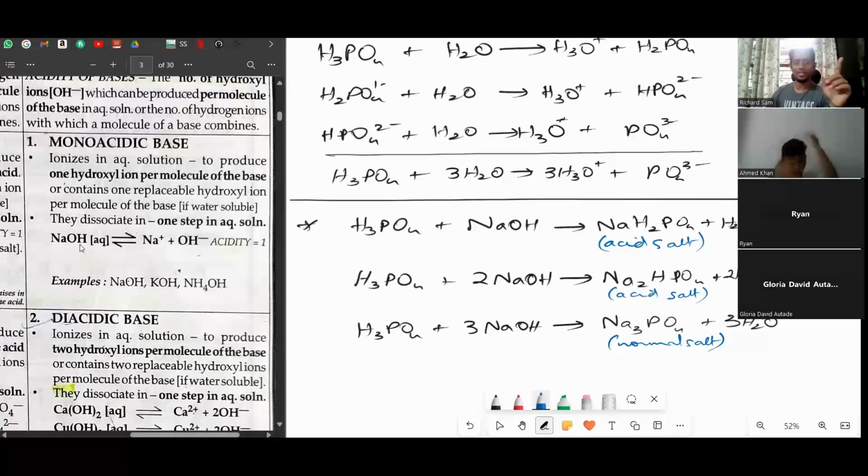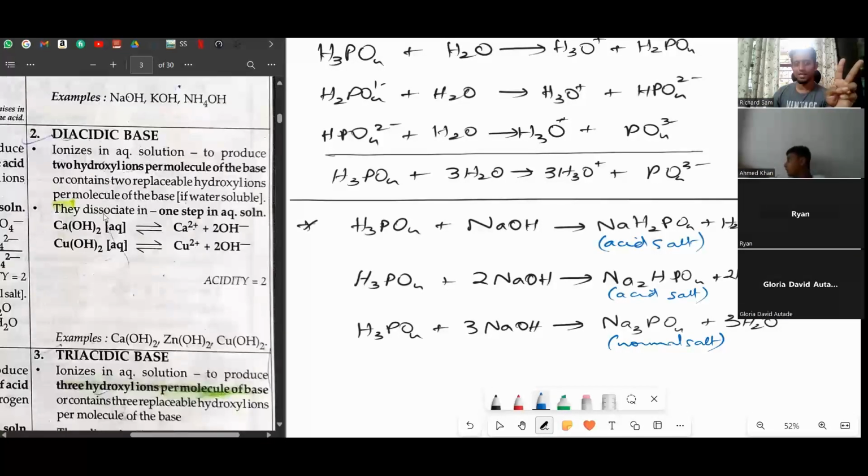Okay, so I'm not writing this, but look here. The first monoacidic base you have is the simplest one, that is sodium hydroxide. When it dissociates, it becomes Na+ and OH-. Right? It dissociates into a positive and a negative ion. A dibasic base like calcium hydroxide will also dissociate in 1 step itself. It forms Ca2+ and 2OH-.